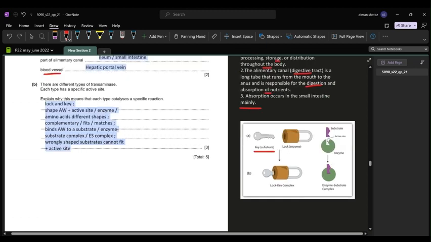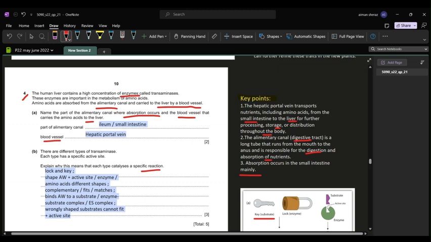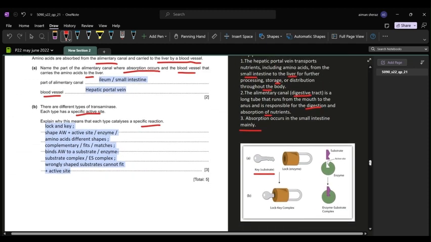Part B. There are different types of transaminase. Each type has a specific active site. Explain why this means that each type catalyzes a specific reaction. Now, you've probably read in the question earlier that transaminase is the enzyme, and you should know that each enzyme has a specific active site. And to that specific active site, only a specific substrate can attach and form enzyme substrate complex. This is known as the lock and key hypothesis.